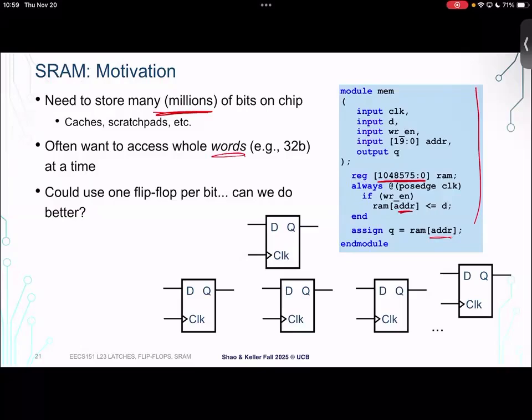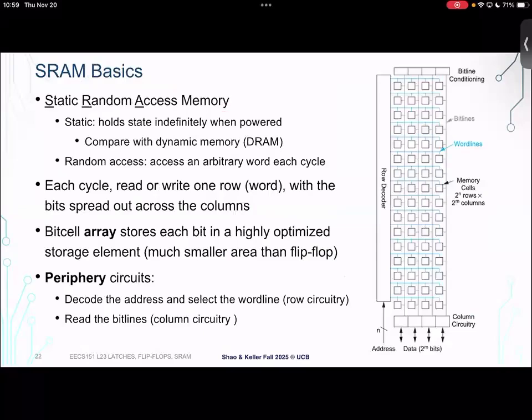So SRAM is an attempt to do better than just a sea of flip-flops for when we need very high capacity storage. Okay, and I'll just flash this slide and we'll conclude for today. So an SRAM consists of an array of bit cells that are very highly optimized in area in order to squeeze much more storage into a given space on your chip. Okay, and so after the Thanksgiving break, we will talk more about how SRAMs work and how to build them and how they're typically used in modern ASIC design.